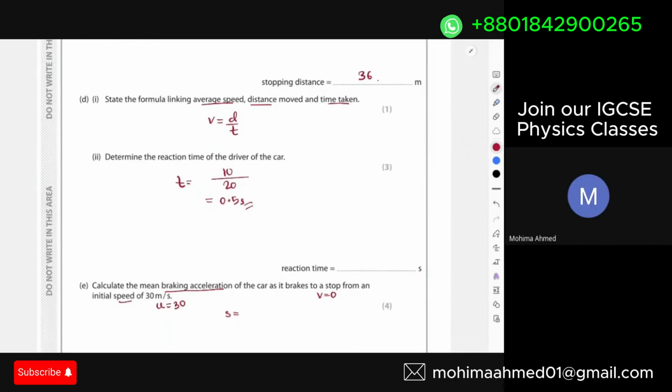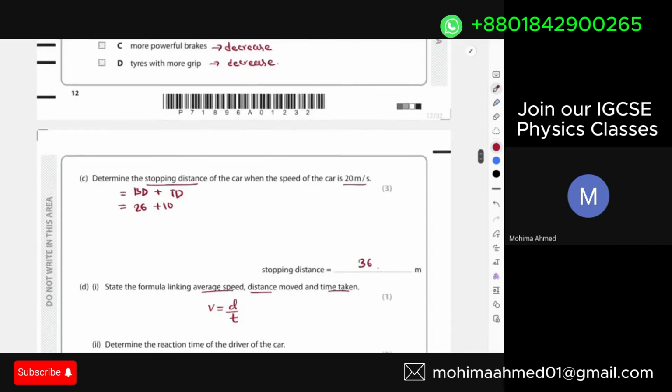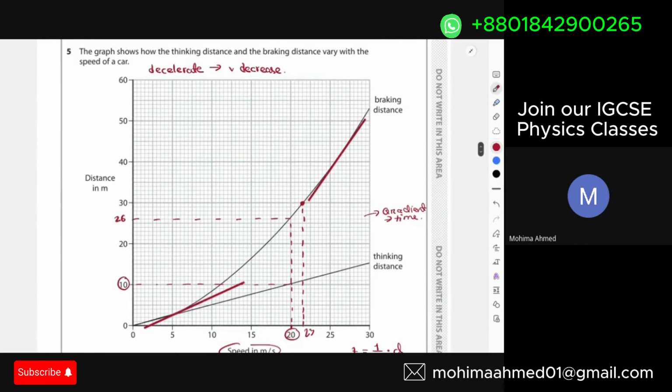Or they're saying to calculate the mean braking acceleration of the car as it comes to a stop from the initial speed, right? So in that case, you can say that exactly at 53 distance, that is the braking acceleration point. After this, the graph will obviously come to a stop. That means exactly at 53, whatever this object was, it will come to a stop.